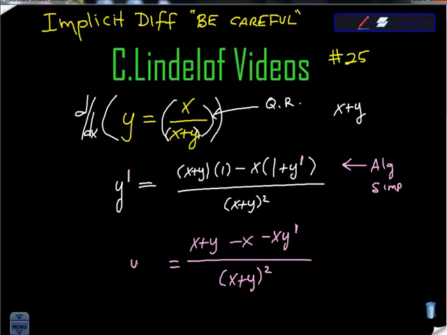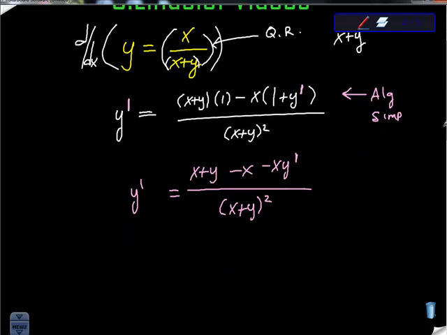You may be tempted to expand this. If you do, it's going to turn into a heck of a mess. So hopefully you won't do that. I'm going to simplify this out. The x cancels this x. I guess that's all I got there. I was hoping for a little bit more. Okay, so y prime is equal to y minus xy prime all over (x plus y) squared, the quantity.